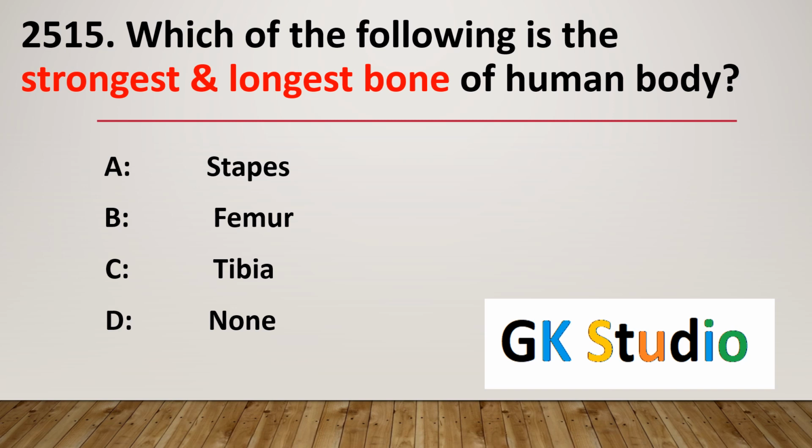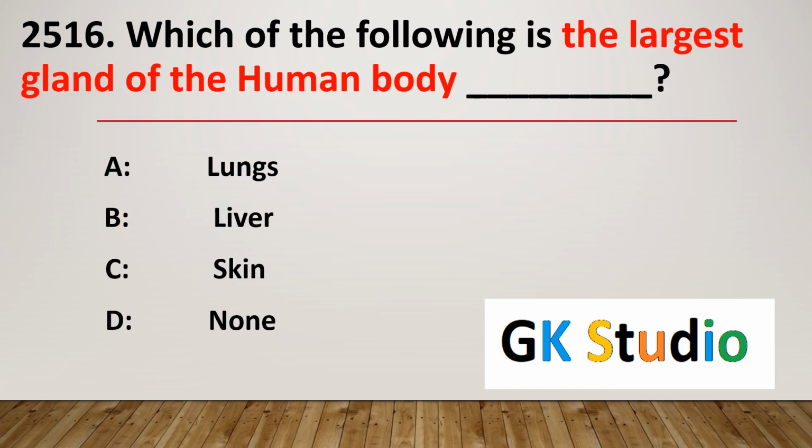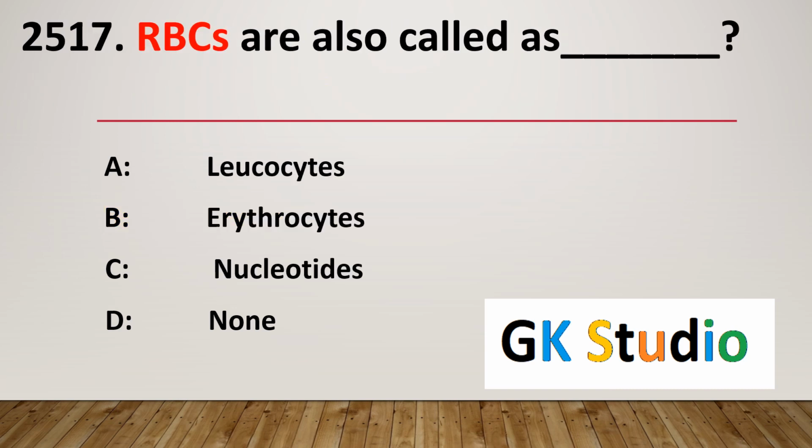Which of the following is the strongest and longest bone of the human body? Femur. Which of the following is the largest gland of the human body? Liver.